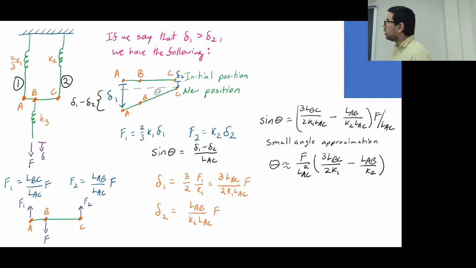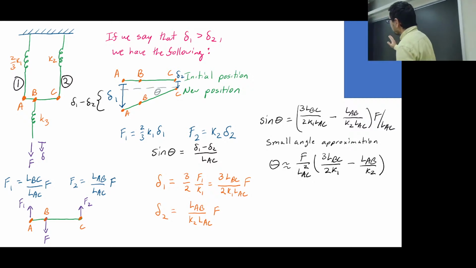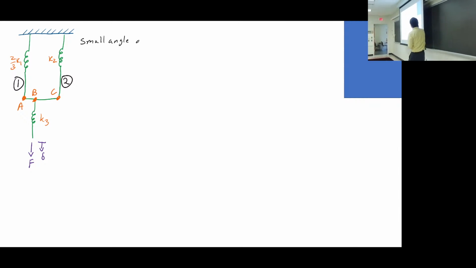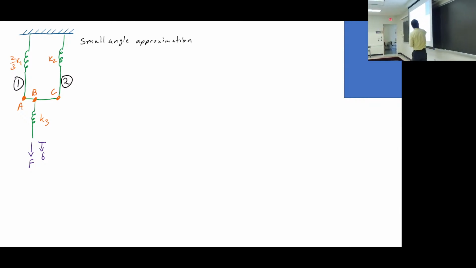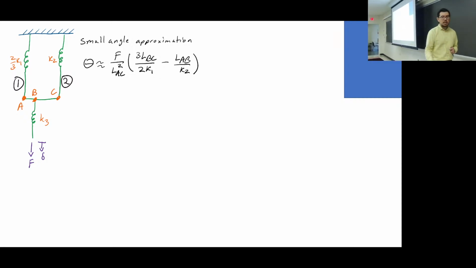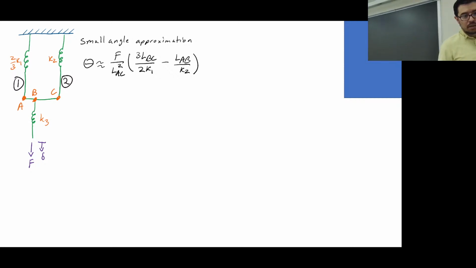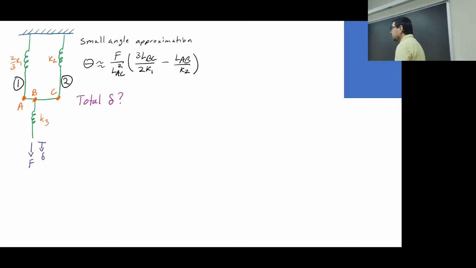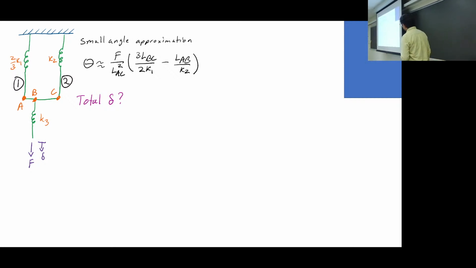All right. Now, copy and pasting this small angle approximation. It's the same exact thing that was just on the previous slide. What we have here is, again, this result. Now we can figure out what the rotation is. But what is the total delta? How do we think about that?